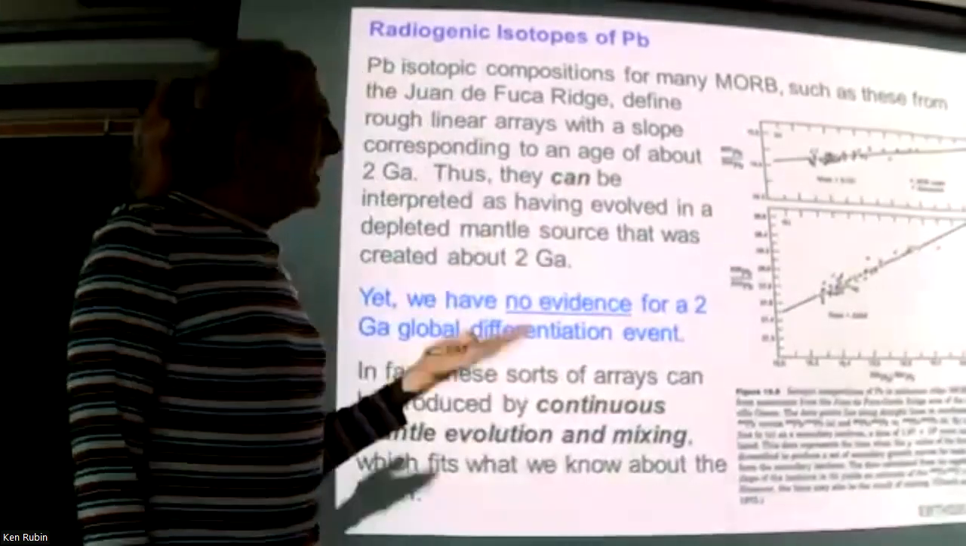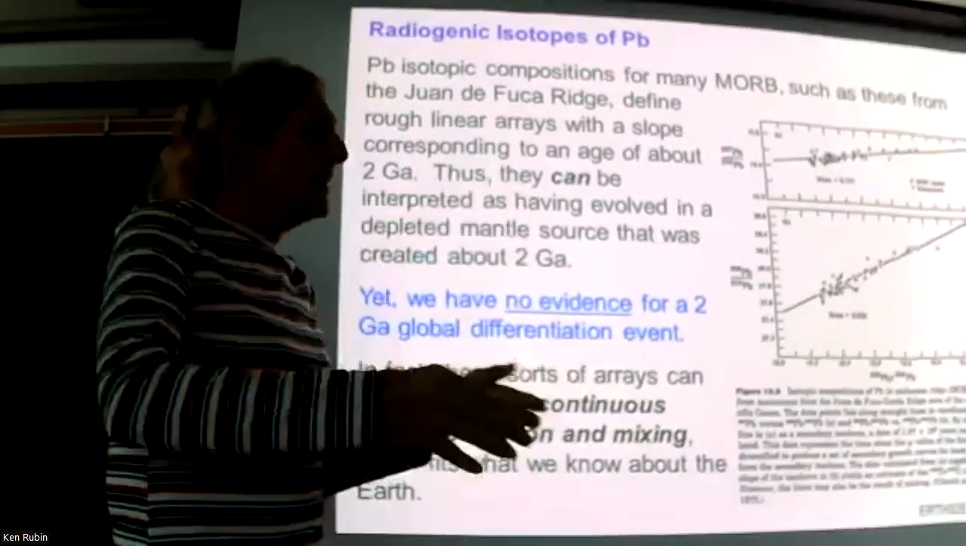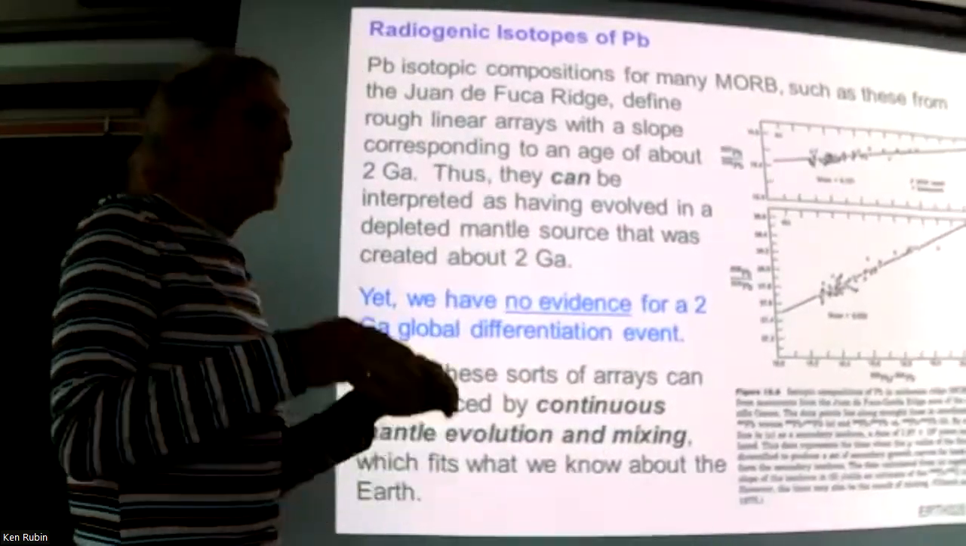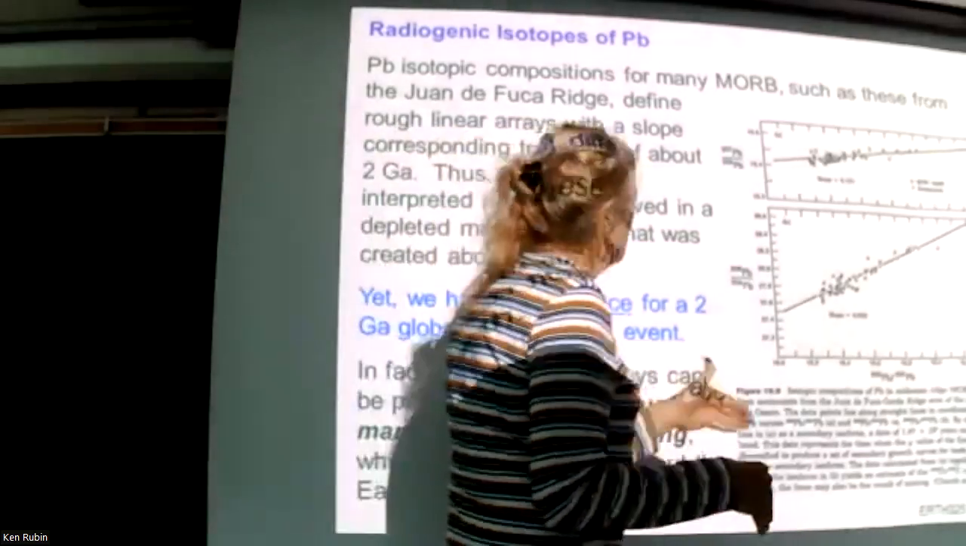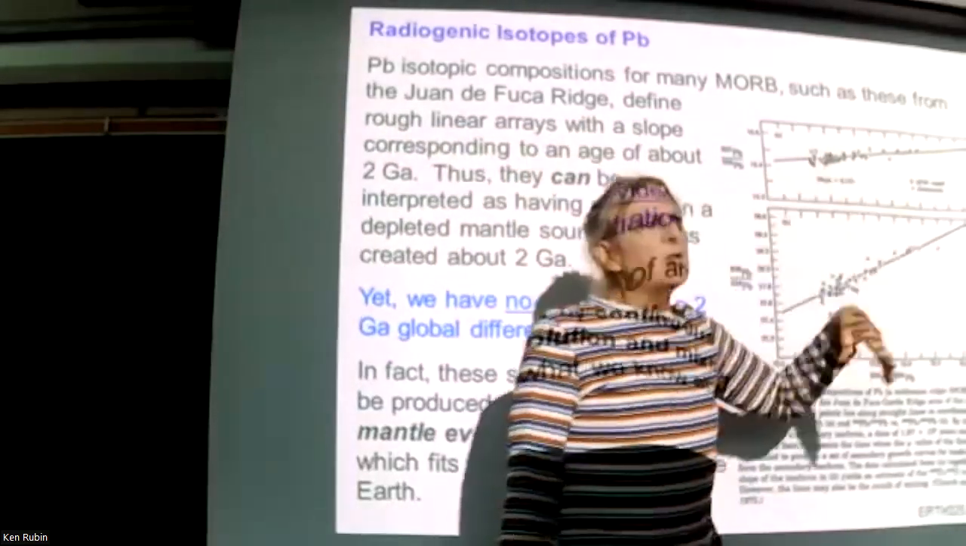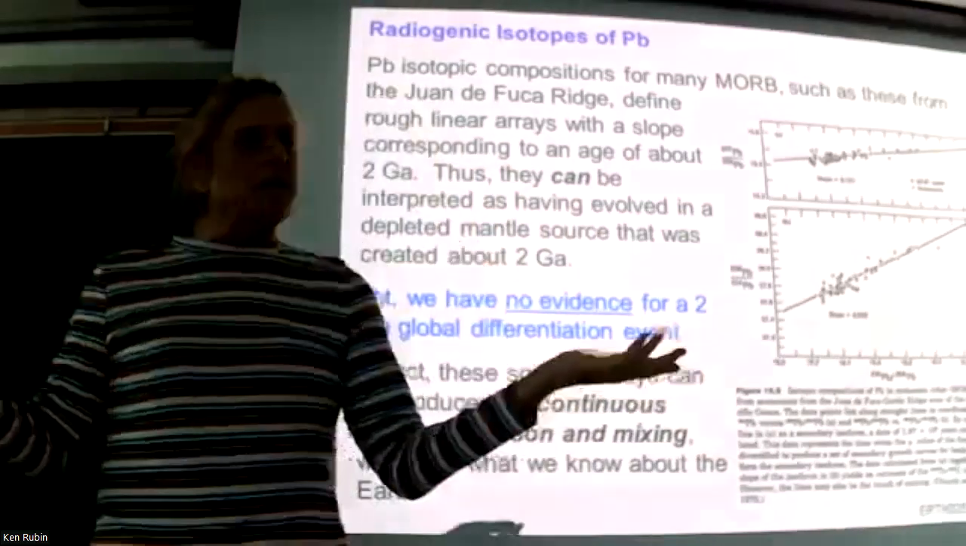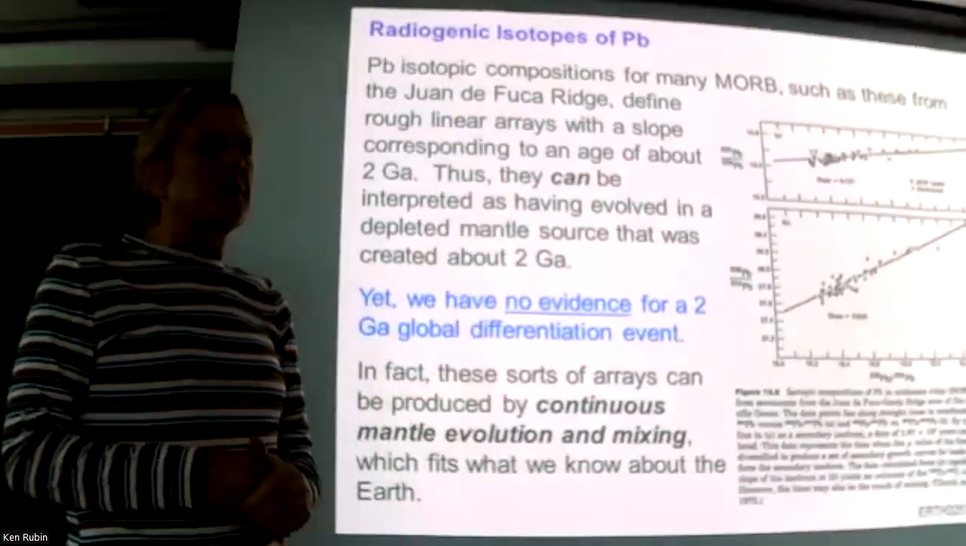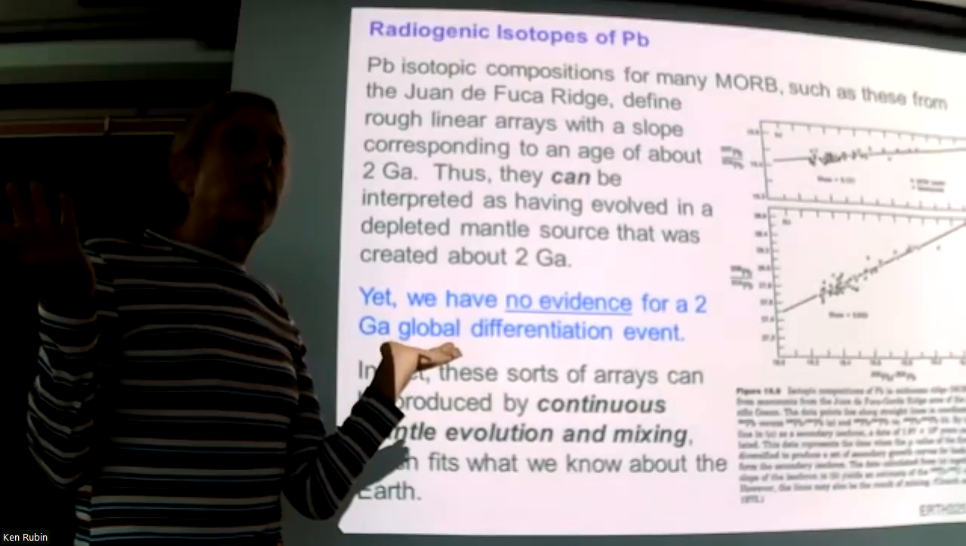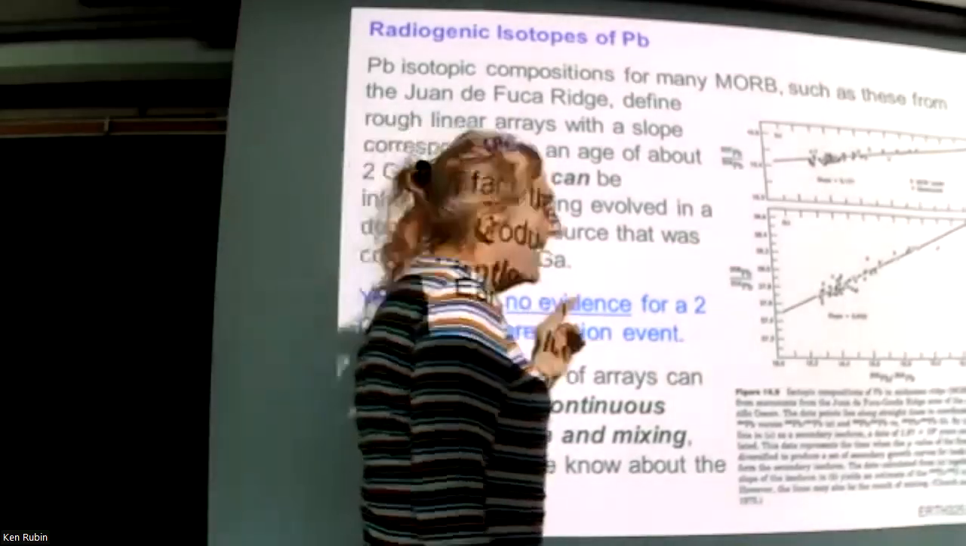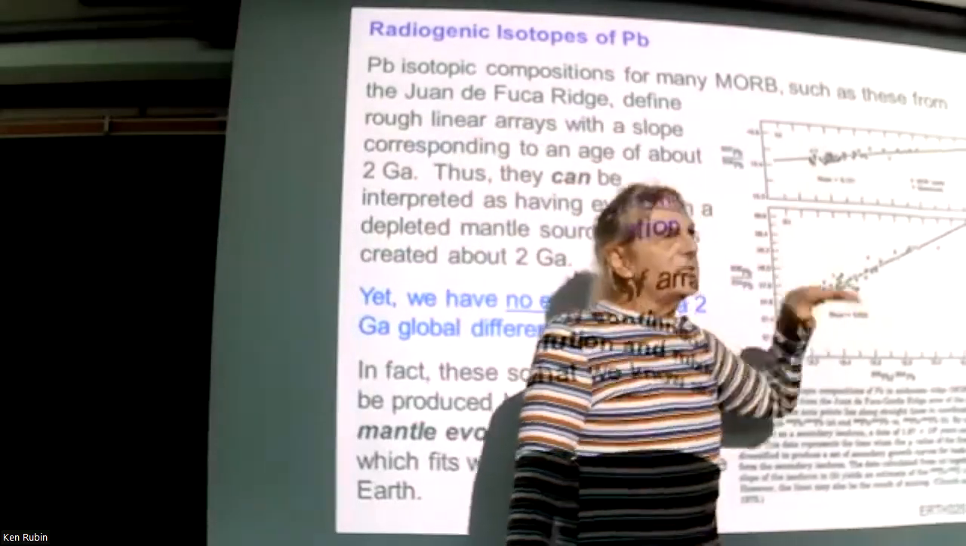You can interpret that line as time, and people have, and they're wrong. But in the distant past, they interpreted that as a time and said, "Oh yeah, it looks like all the mantle that makes mid-ocean ridge basalts all formed about 2 billion years ago, and therefore all the continental crust formed about 2 billion years ago." Because you can mathematically determine that from this line. Like I say, it's wrong.